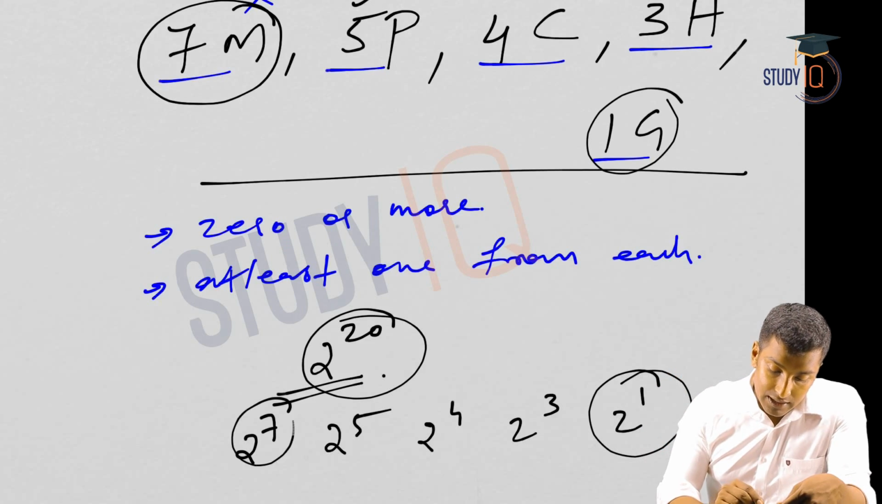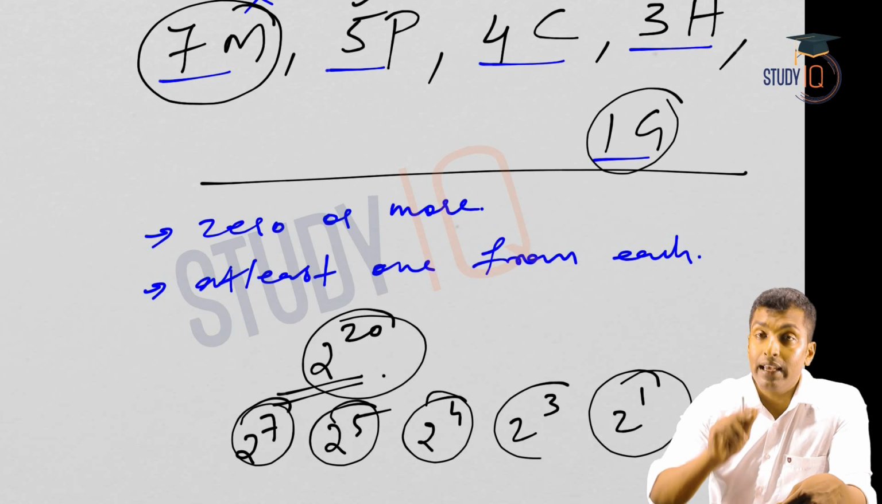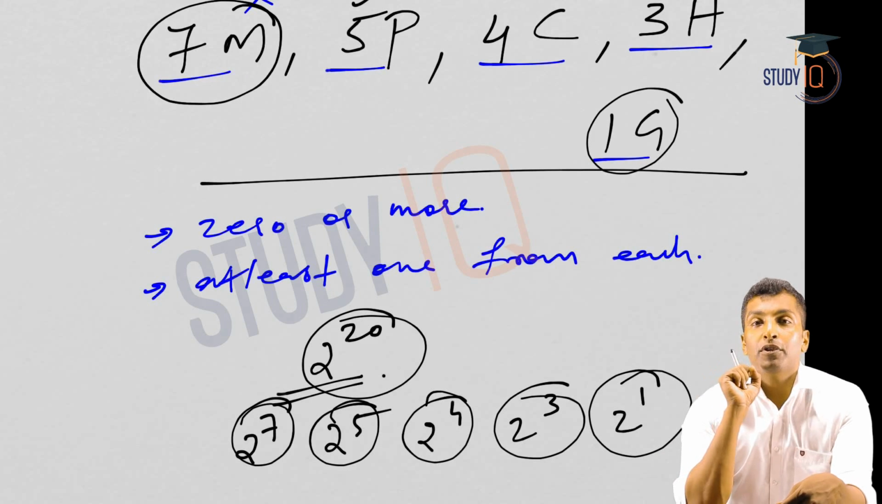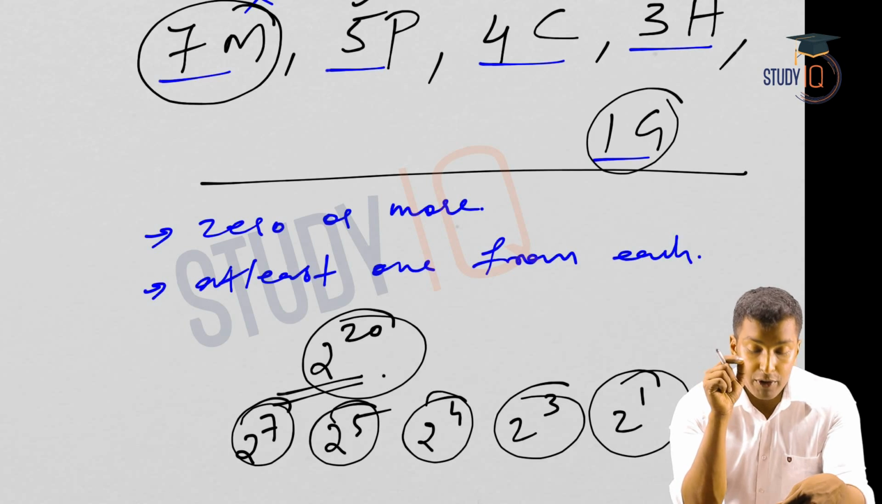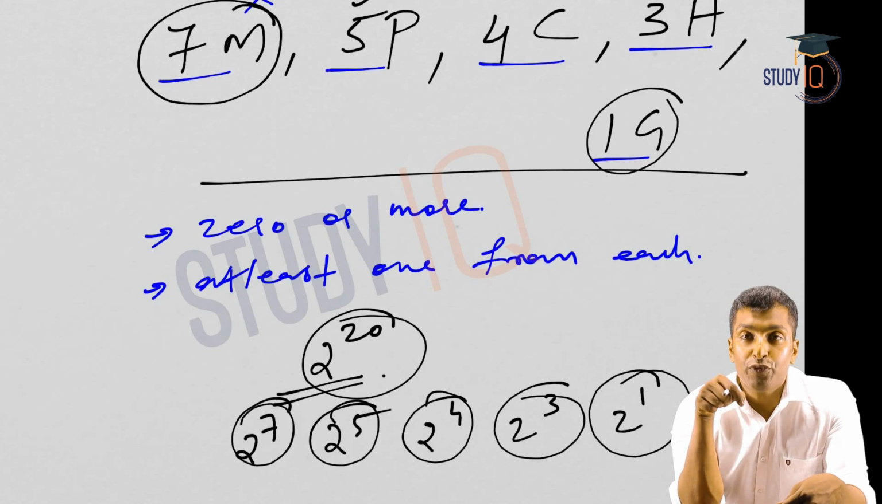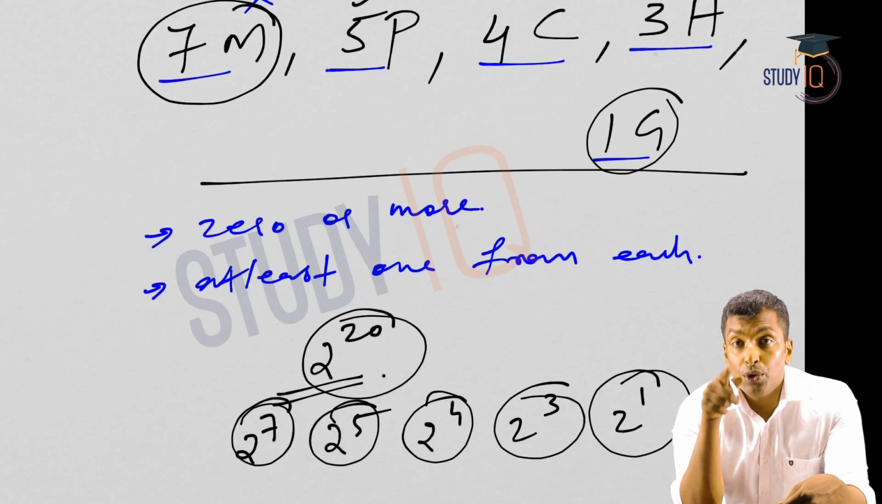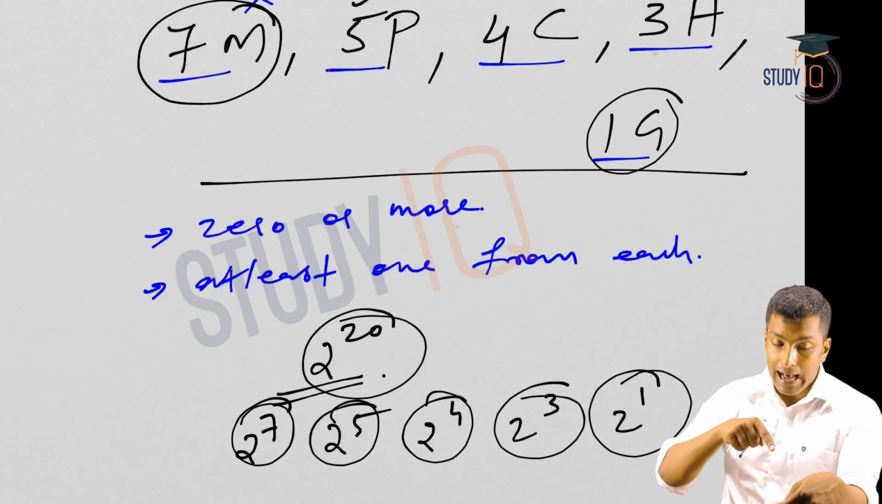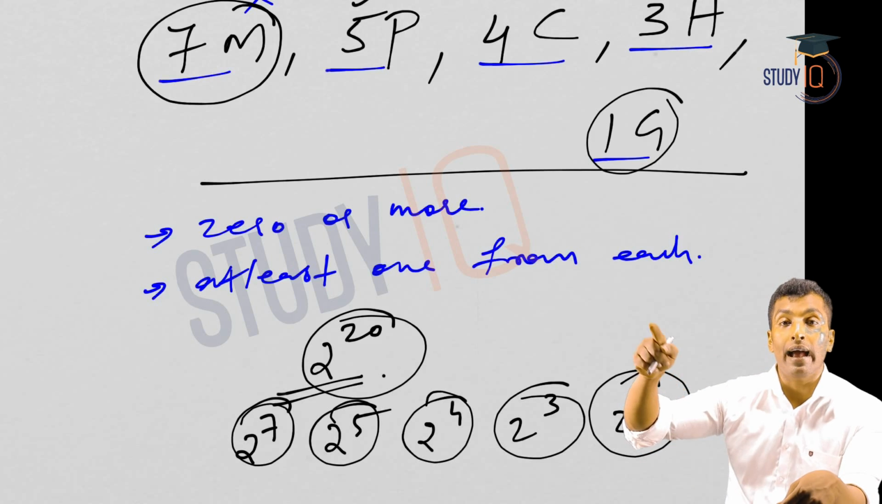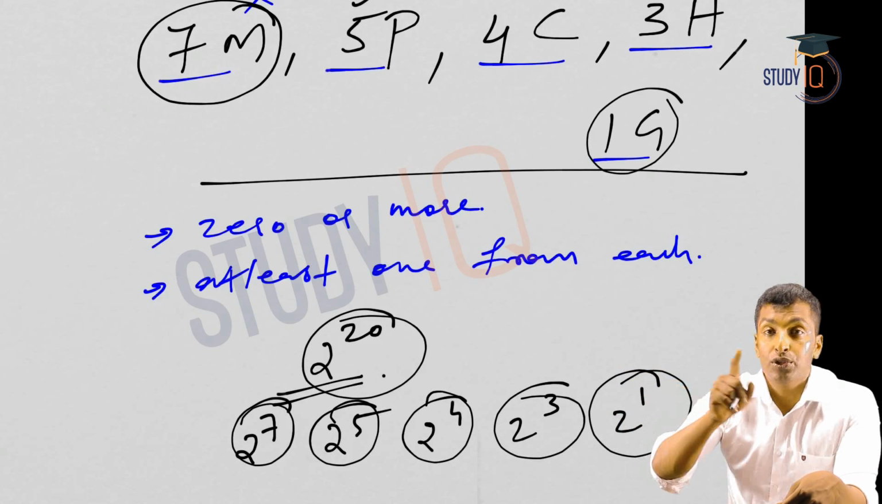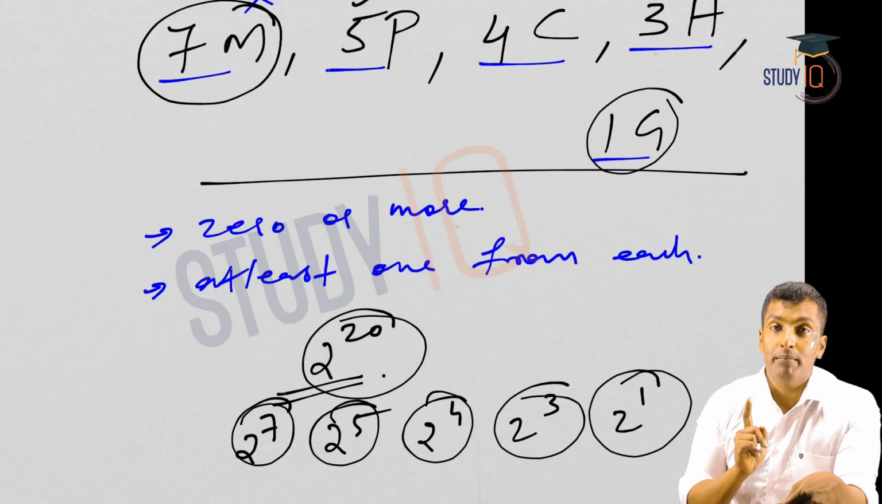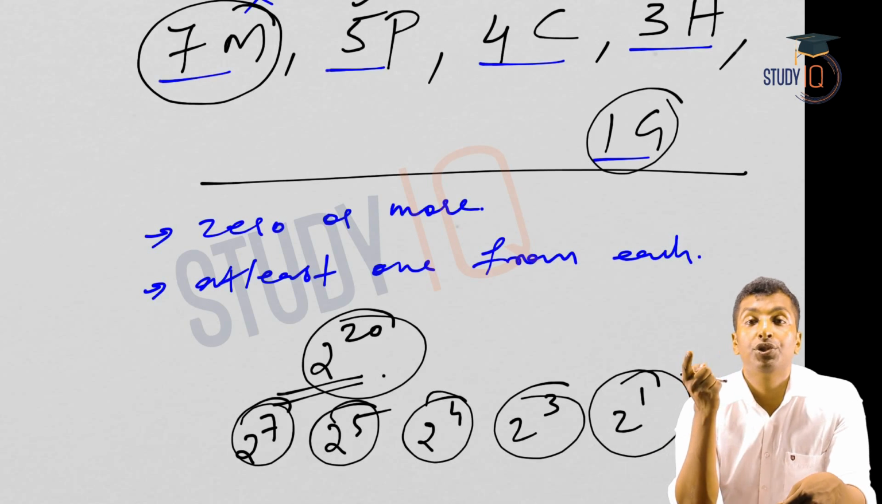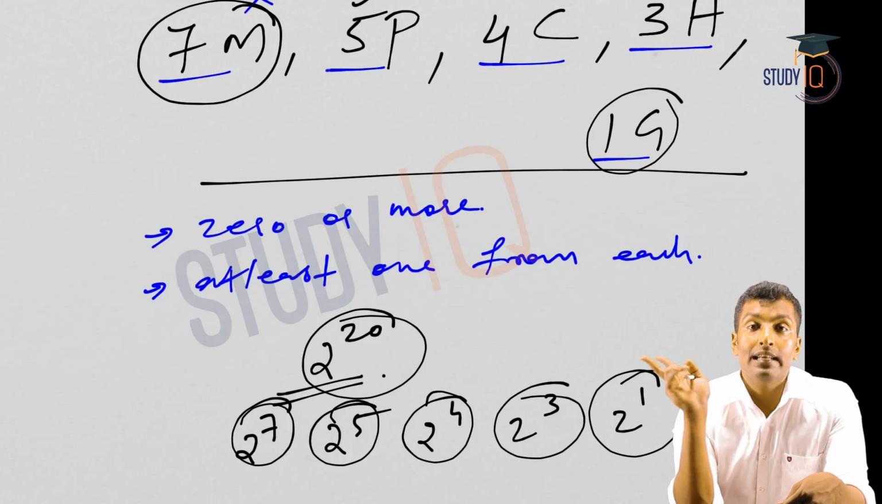This 2 raised to 7, this 2 raised to 5, 2 raised to 4, 2 raised to 3 involves a zero selection possibility also. I'm talking about 0 or more, applying the formula 2 raised to n, so this involves zero selection also. There can be a possibility that I'm not selecting anything from maths, physics, chemistry, history and geography. That possibility should not be there, because the question says you should have some books, or at least one book should be there.